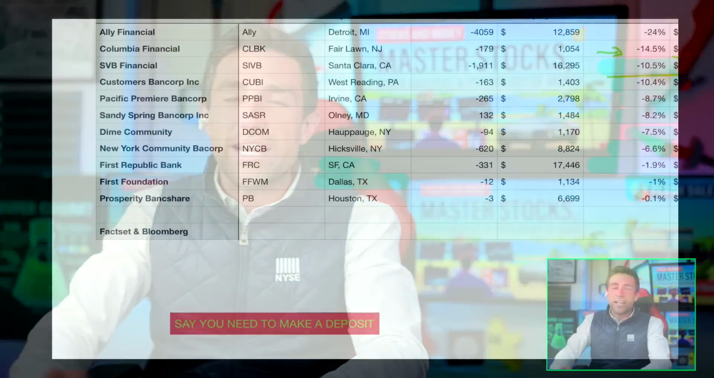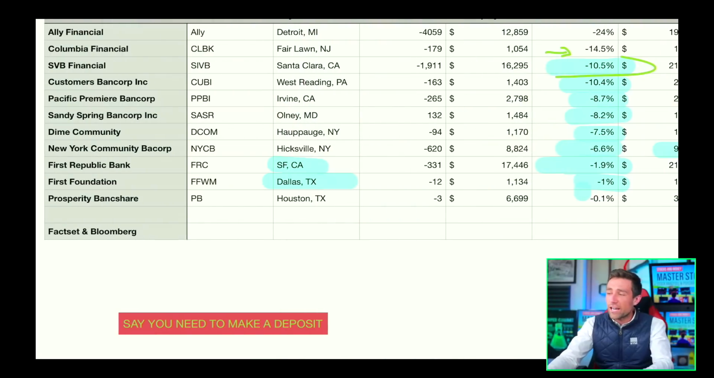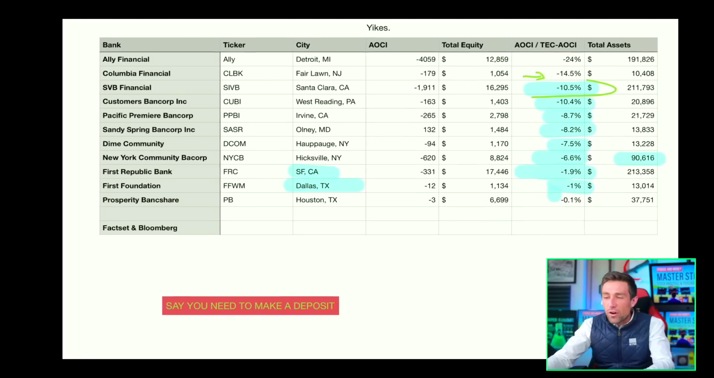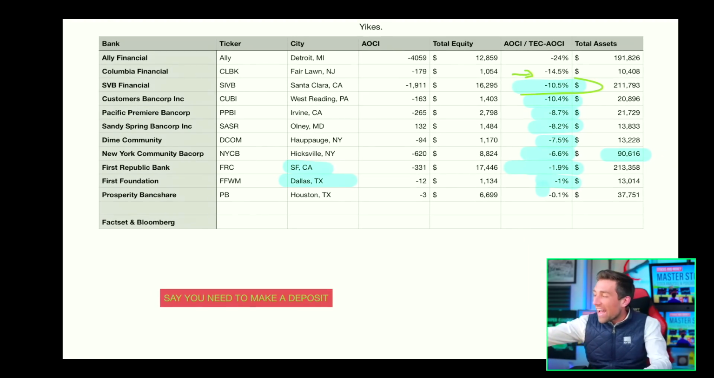Oh, no, it's actually Ally Financial. Ally Financial sits at negative 24%. Ally, folks, Ally. Yikes. Everyone pitches Ally online. Ally, a Detroit, Michigan bank, shows an AOCI per Bloomberg of 4.05 billion, total equity of 12.8, and total assets of 191.8. But you're sitting at this negative 24% ratio.